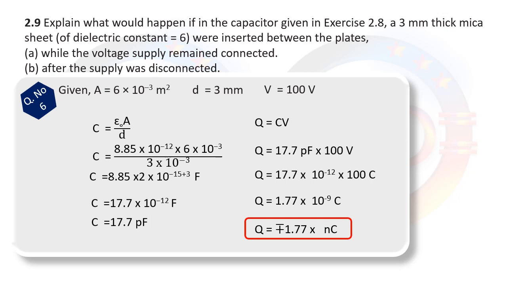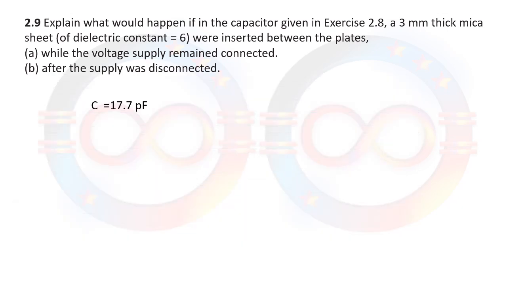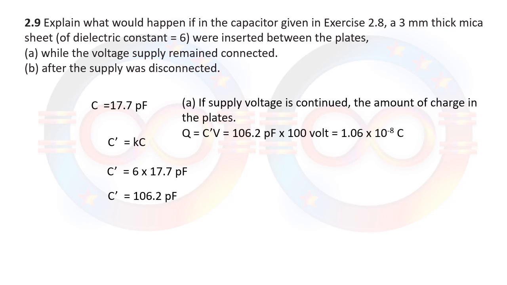Here the question is saying that a dielectric material is being put between the plates. It is 3 mm thick, and the distance was also 3 mm, so it means it is fully inserted inside the parallel plate capacitor. So what is the new capacity? C was 17.7 picofarad. The new capacity formula would be C dash is equal to epsilon naught epsilon R A upon D, or K epsilon naught A upon D. We already have 17.7, so better multiply by 6, and then it will be 106.2 picofarad. Now this is the new capacity.